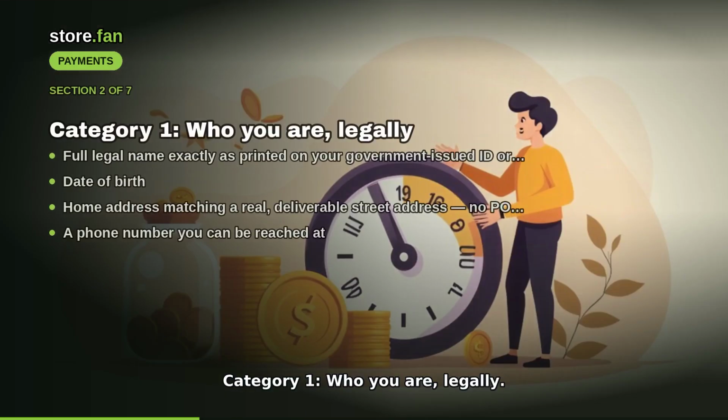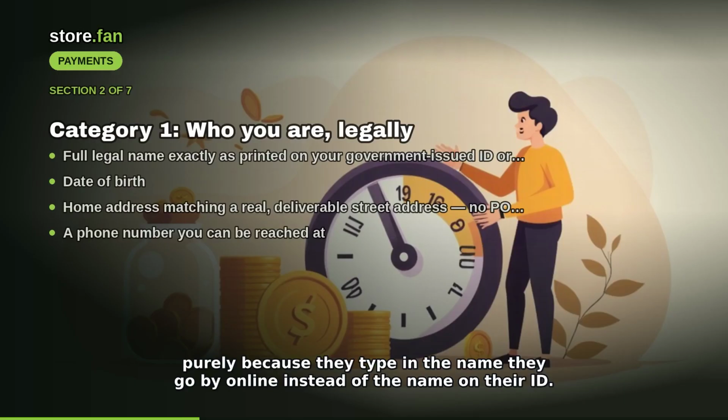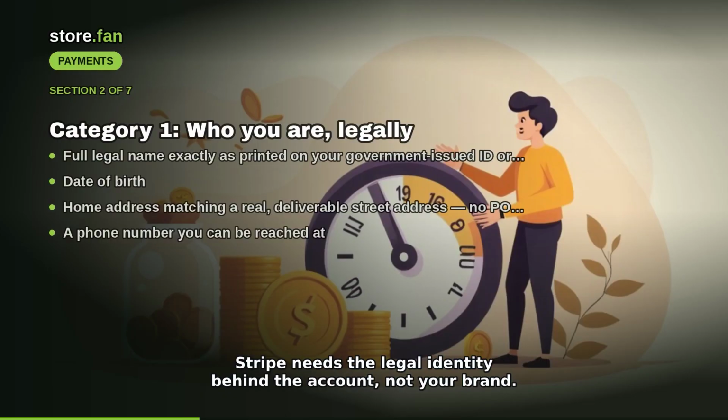Category 1. Who you are, legally. This section trips up more people than any other, purely because they type in the name they go by online instead of the name on their ID. Stripe needs the legal identity behind the account, not your brand.